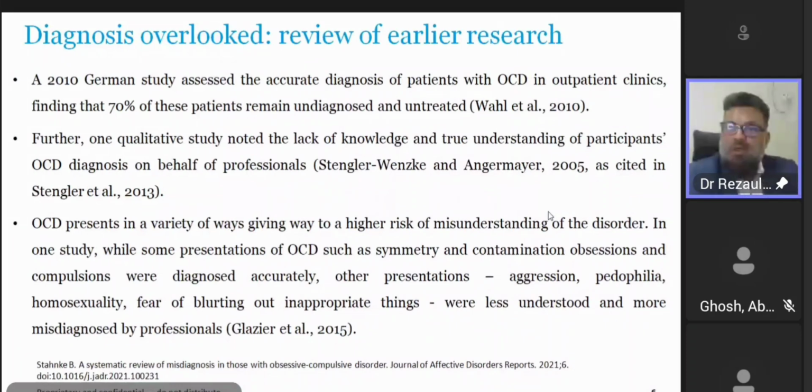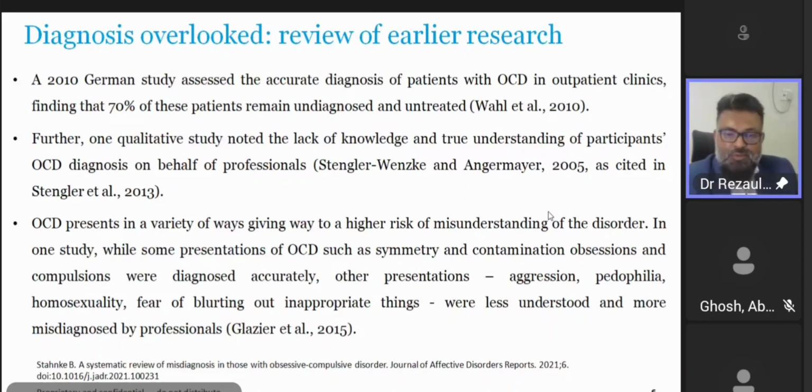If we review earlier research, one German study from 2010 examined the diagnosis of patients with OCD in outpatient clinics and found that 70% of the patients remained undiagnosed and untreated. And much earlier, in 2005 and 2013, one qualitative study noted a lack of knowledge and true understanding of OCD diagnosis on the part of professionals.